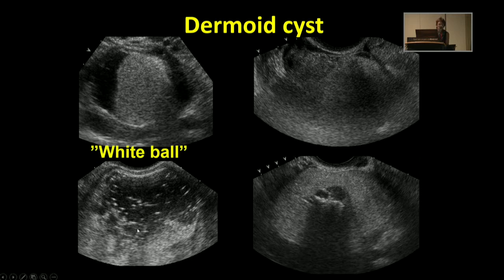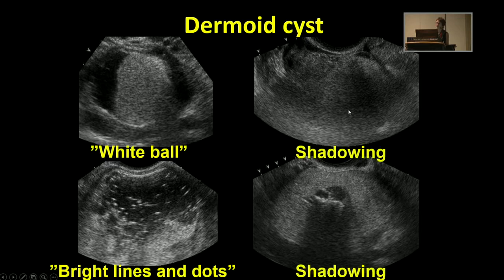A second typical ultrasound image of a dermoid cyst is this one. You have thick, bright white lines and thick, bright white spots corresponding to hair swimming in fluid. And a third typical ultrasound finding in a dermoid cyst is the presence of shadowing, which is explained by the ultrasound beams being absorbed in the ball of hair and sebum or being reflected by bone, cartilage, or teeth.